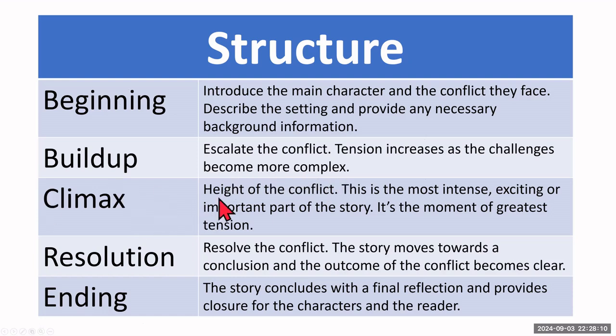And then in the climax, we have the height of the conflict. This is the most intense, exciting, or important part of the story. It's the moment of greatest tension. And then for resolution, we will resolve the conflict. The story moves towards the conclusion, and the outcome of the conflict becomes clear. In the ending, the story concludes with a final reflection and provides closure for the characters and the reader.